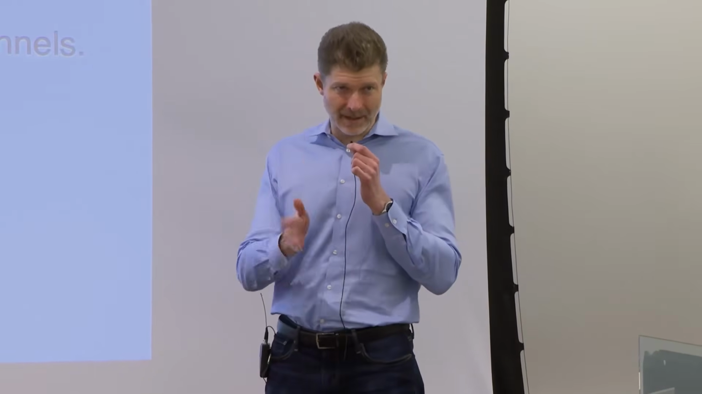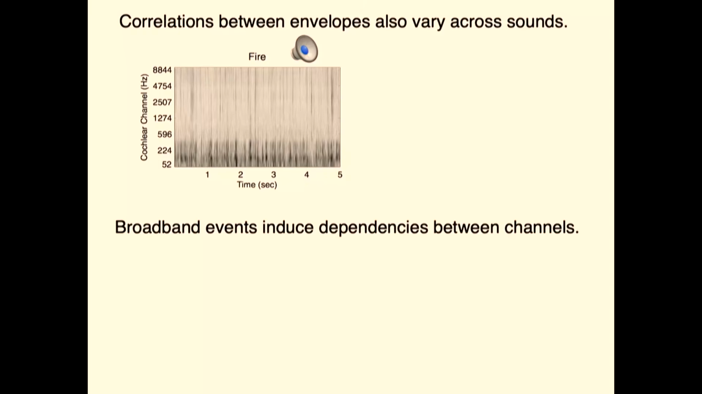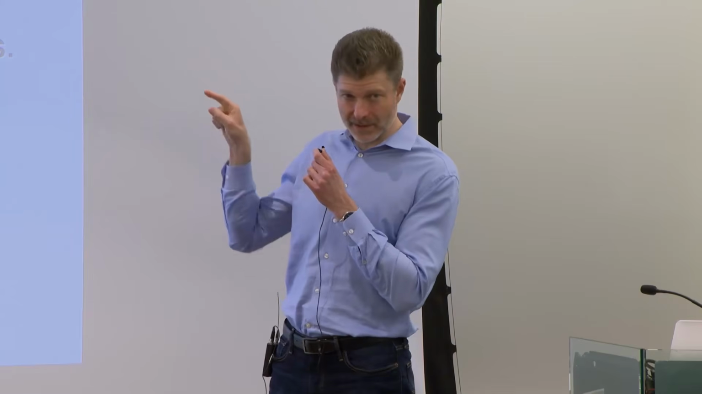Okay. So those crackles and pops are broadband events, right? They're impulsive, so they contain energy at all frequencies. And so they show up in the cochleogram as these vertical streaks, okay? And those vertical streaks induce dependencies between different frequency channels, right? So they mean that the amplitude at one frequency is going to be correlated with the amplitude at another frequency.